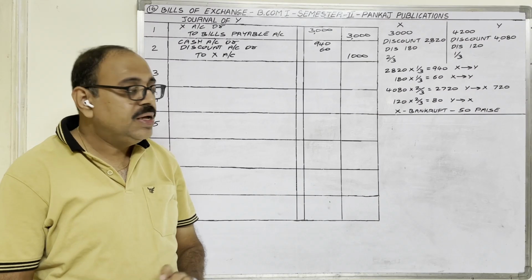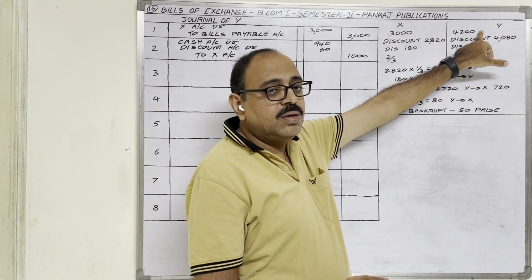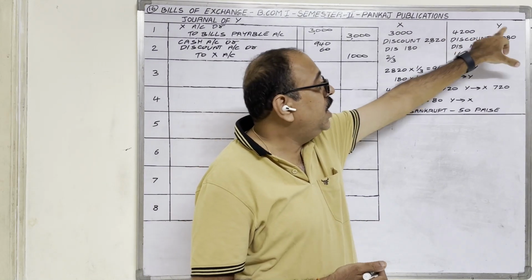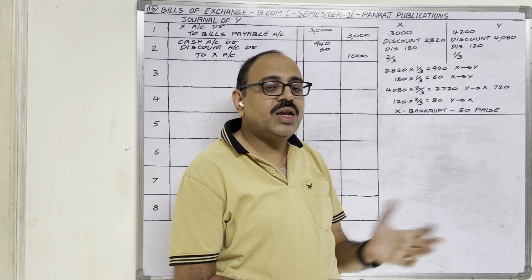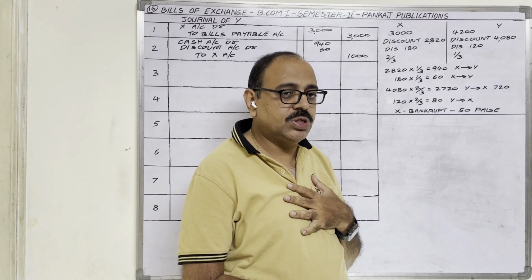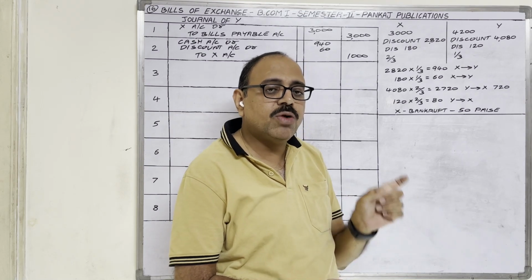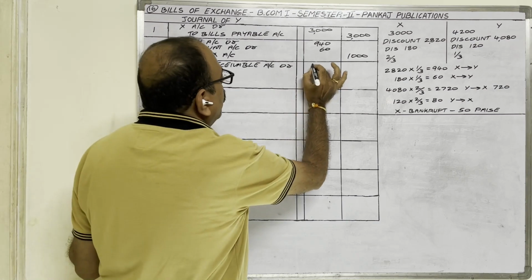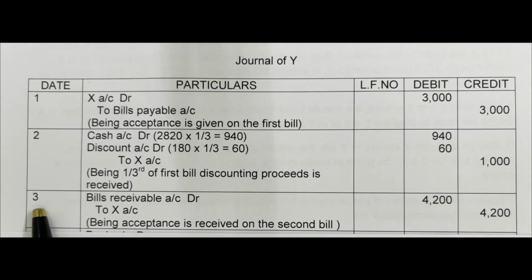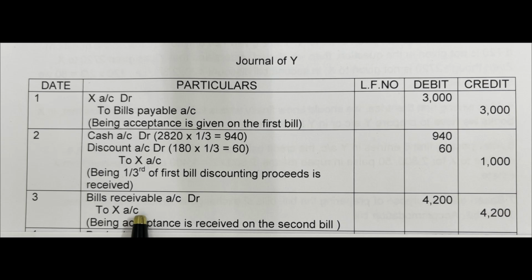Next entry is for Y prepared this second bill for receiving acceptance in Y's books. Now for the second bill, Y is drawer. So for receiving acceptance in the drawer's books, the entry is bills receivable account to X account. Second bill amount 4,200 rupees. Third, bills receivable account to X account 4,200. Being acceptance is received on the second bill.